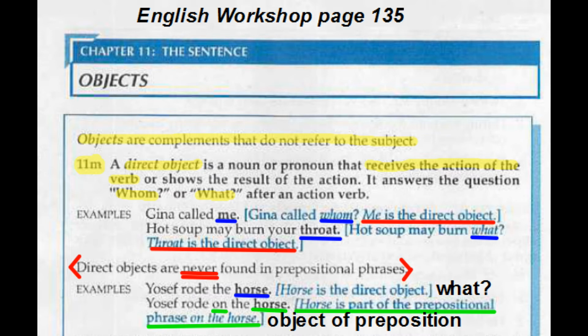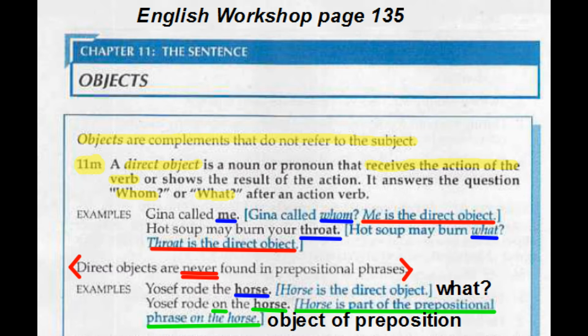Now the next part, please mark in red. Direct objects are never found in prepositional phrases. Okay, so if you find a noun in a prepositional phrase, it's going to be the object of the preposition. So let's look at some examples. Yosef rode the horse. Horse is the direct object. It answers, what did Yosef ride?